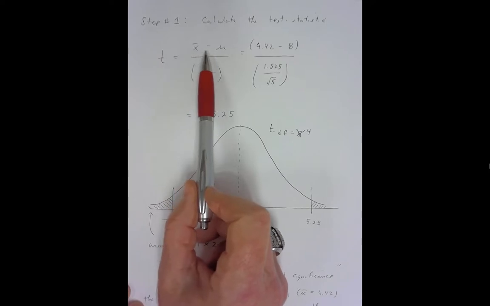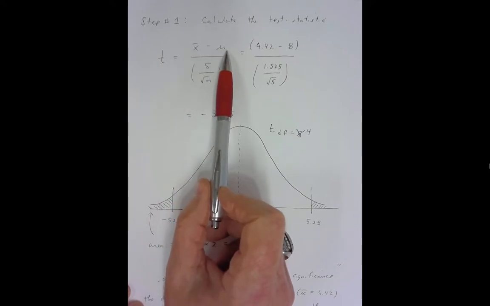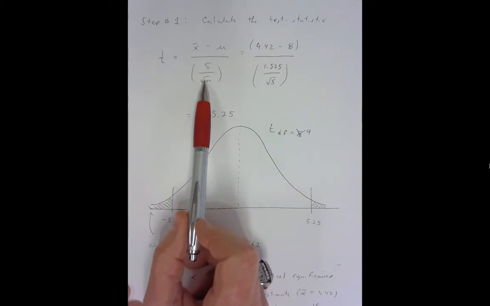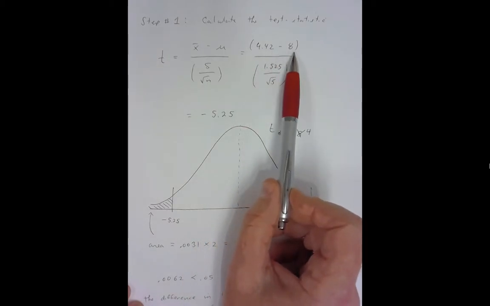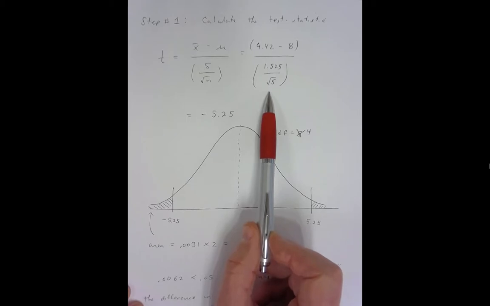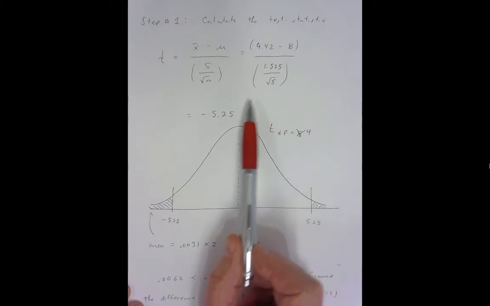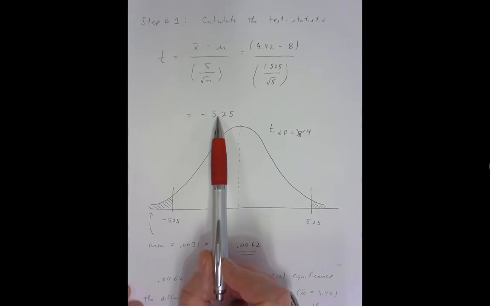So the first thing we would do is calculate the test statistic. We take the point estimate minus the claim divided by the standard error. So our point estimate was 4.42, our claim in the null hypothesis was 8, and our standard error is 1.525 divided by the square root of 5. Guys, our test statistic is negative 5.25.